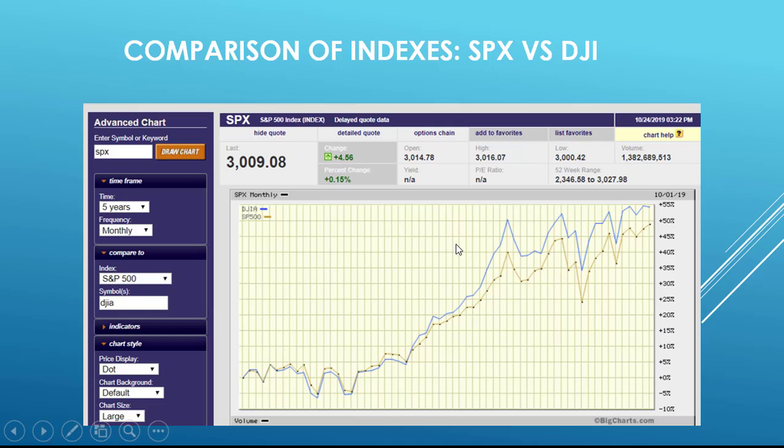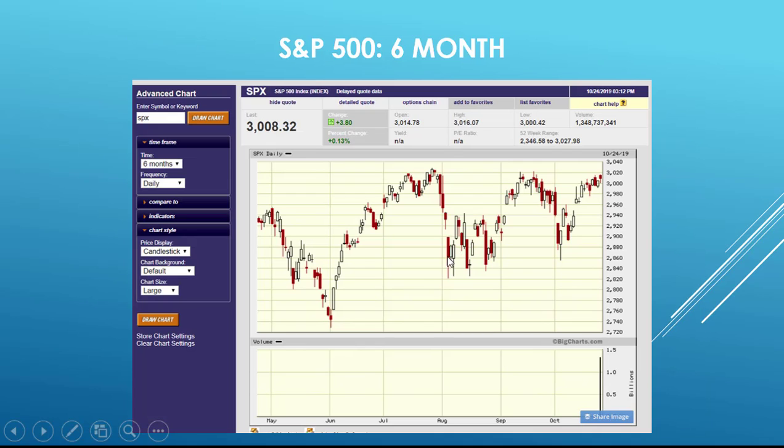Once again, we're going to compare the S&P 500 to the Dow Jones. The Dow Jones is in blue, the S&P 500 is in gold. Because the Dow Jones Industrial has fewer stocks, we expect to see a little more volatility, a little more price action there. And here's the S&P 500 for 6 months using daily candles.